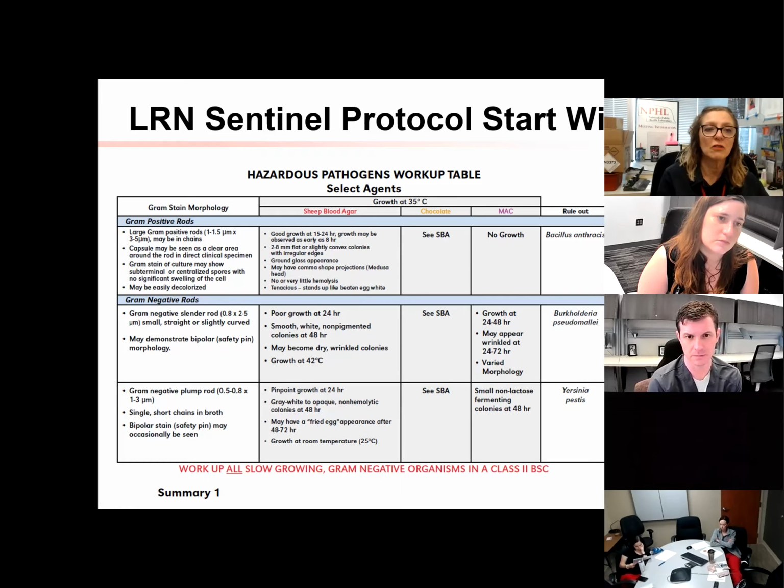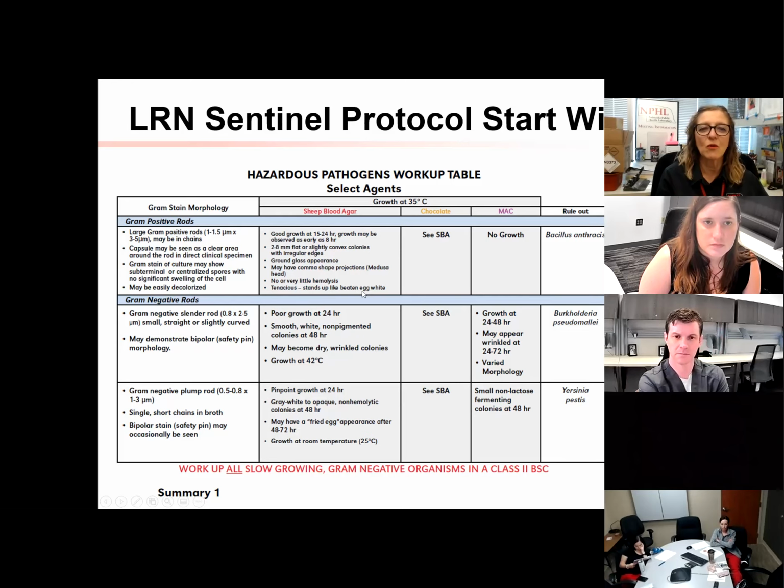I'll show you what these all look like. Is there hemolysis, or no hemolysis? That's a definite yes. And then, are they tenacious? Do they stand up like egg white when you touch them? Hopefully you're in the biosafety cabinet. And that you have no growth on chocolate or MacConkey. So this whole summary page can help you out.